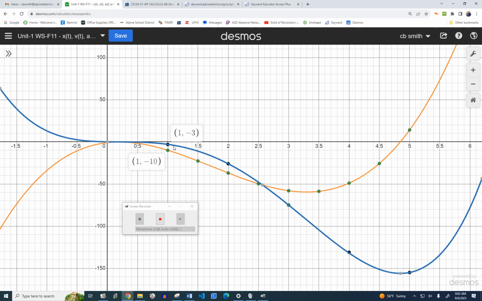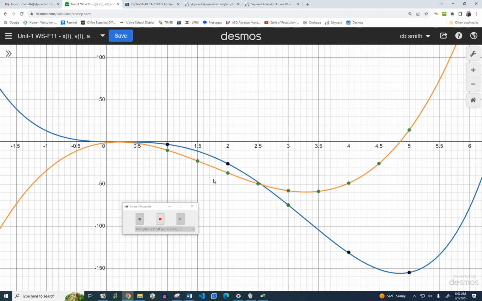They go to the next dot, like here. So at time 2, the particle's at location -26. At that moment, the particle will have a velocity of -37 meters per second. Meaning the slope of this blue curve right there is -37. Questions?